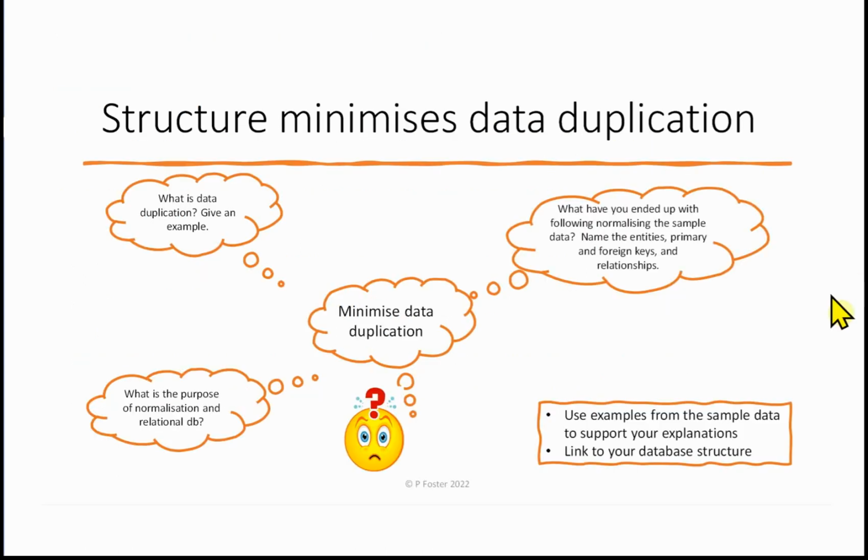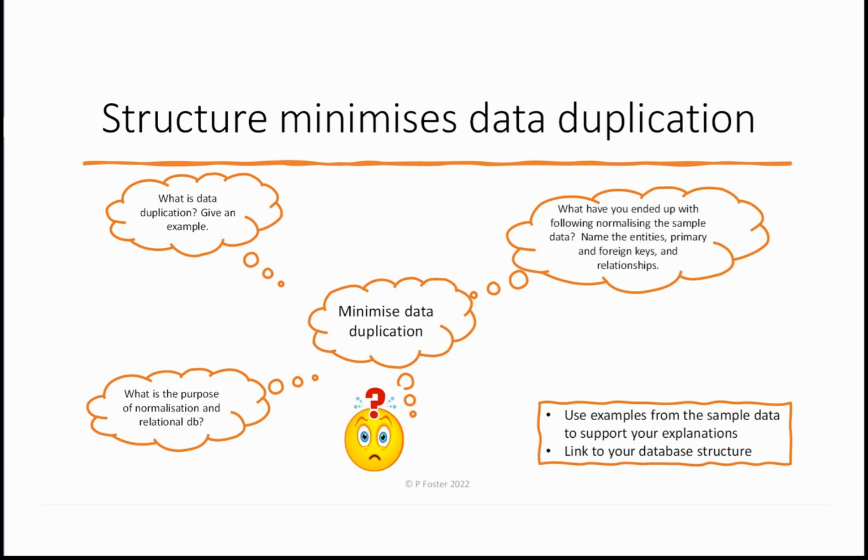So this is the first part, structure minimises data duplication. What we need to think about is, first of all, what is data duplication and give an example. We need to say what's the purpose of normalisation in a relational database. And then what have we ended up with following normalising the sample data? For example, you need to name the entities, the primary and foreign keys and the relationships. Use examples from your sample data to support your explanations and link it to your database structure.